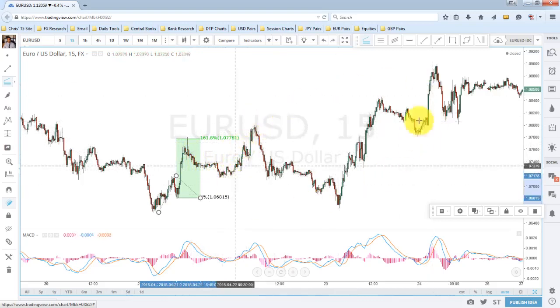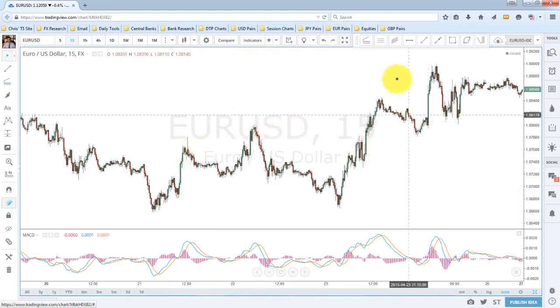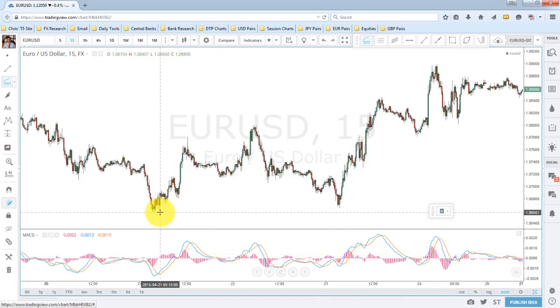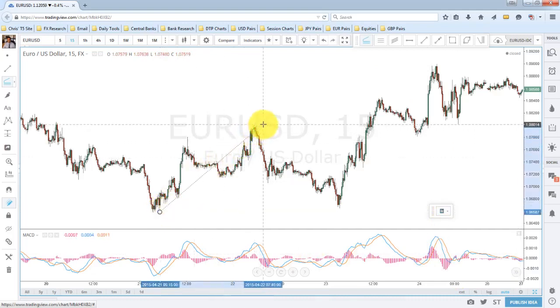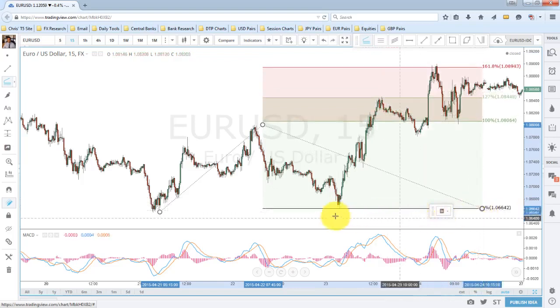Now let's look at the extensions on the larger swing. Let me just get rid of these. And I'm going to go back to our regular extensions here. And we're going to measure from this low to the high, back down to the low. The low is right here, this point. And you can see how this projected out.